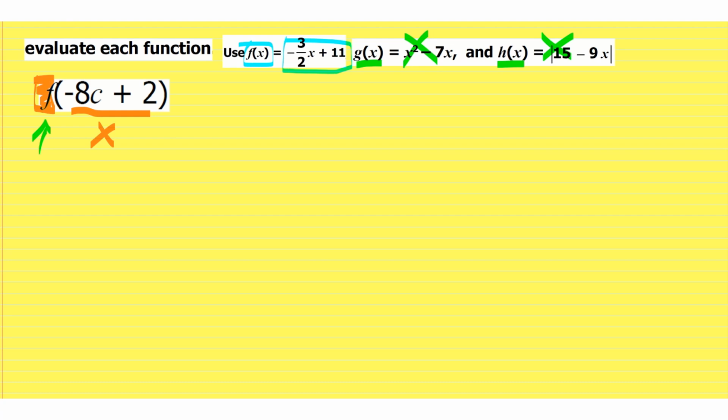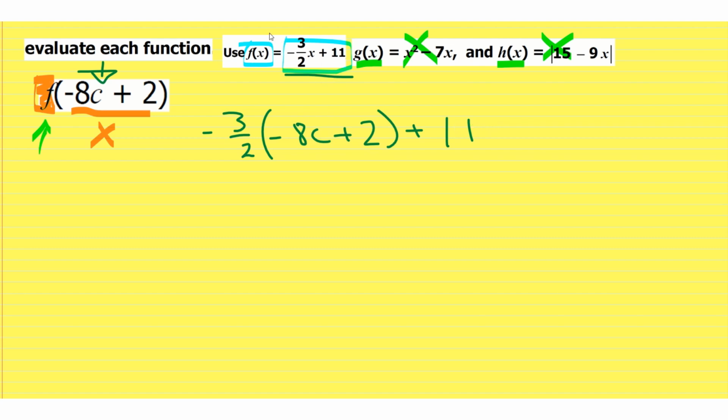Okay, so let's go ahead and rewrite our function. Our function right here says negative 3/2 times the x, except that they have told us this is what our x is going to be equal to. It's going to be equal to this expression. So negative 8c plus 2, and then I also have my plus 11 still out there.